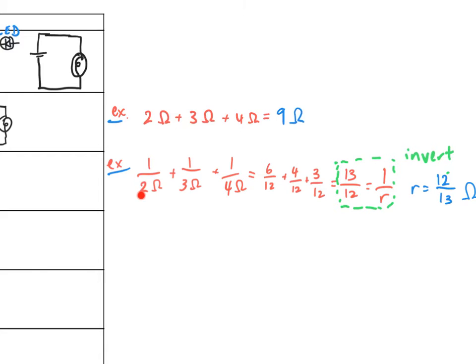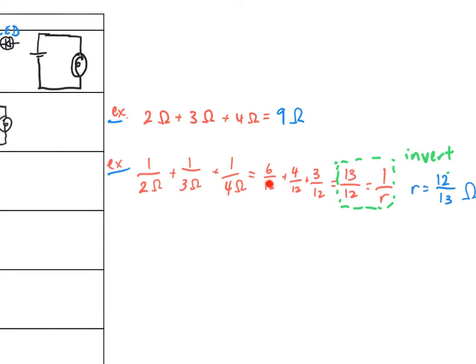So 1 over 2 ohms plus 1 over 3 ohms plus 1 over 4 ohms. Then I need to find a common denominator. Yay! Adding fractions! Everybody's favorite part of math. So the common denominator for 2, 3, and 4 is 12.